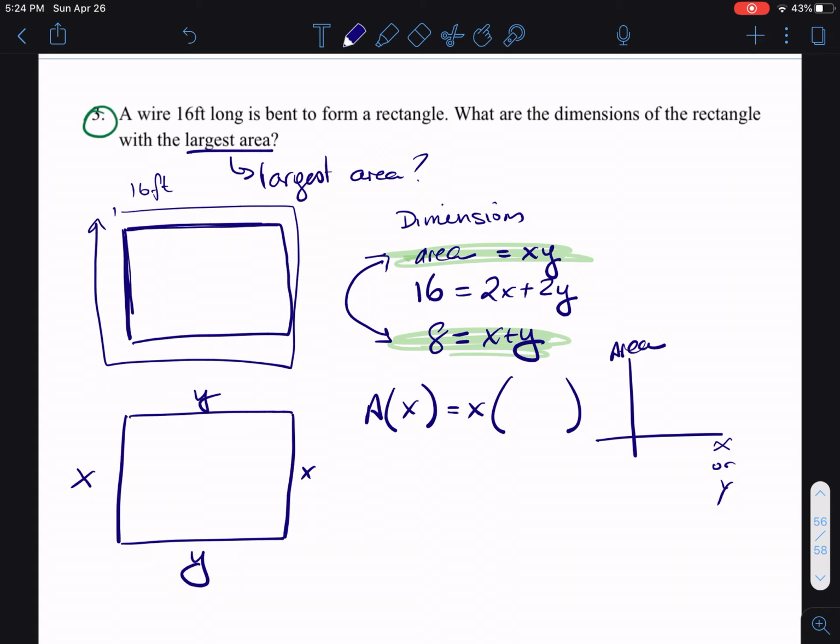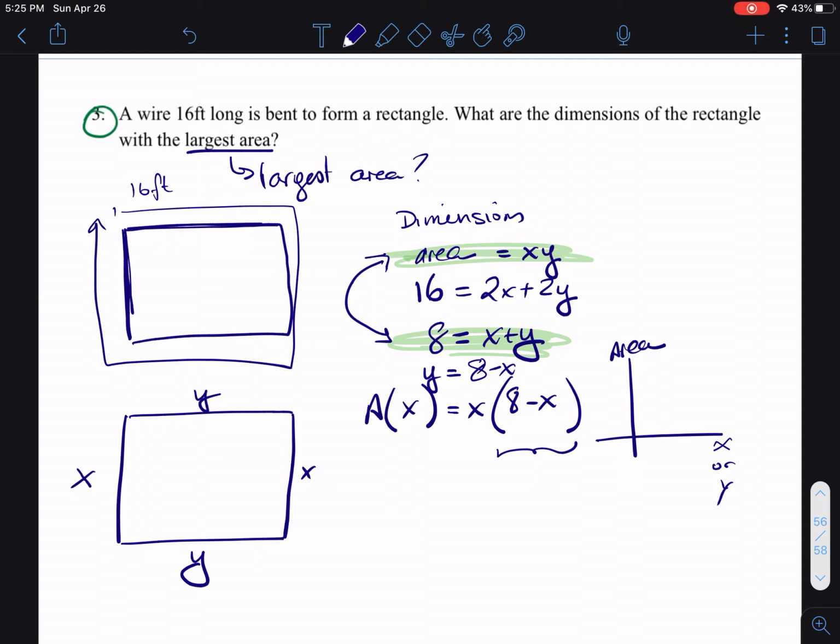So then, we know the area is xy. We need to somehow replace that y with a different form of an expression, something that's equivalent. Right? Now, let's take a look at this part. 8 equals x plus y. Does it make sense that y is then 8 minus x? Right? If you add x and 8 minus x, you'd get 8. So wouldn't it make sense to say that y can be written as 8 minus x?